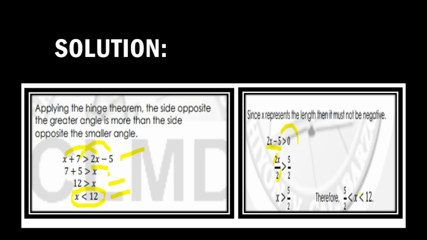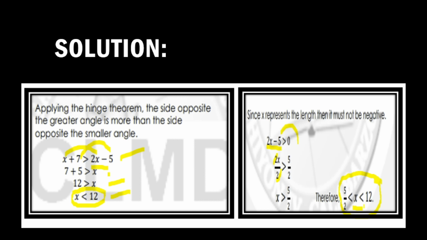So, therefore, we can say that the value of x must be greater than 5 over 2 and less than 12. So, we have here the range. The range is 5 over 2 less than x less than 12. Or in short, x must be greater than 5 over 2 but less than 12.